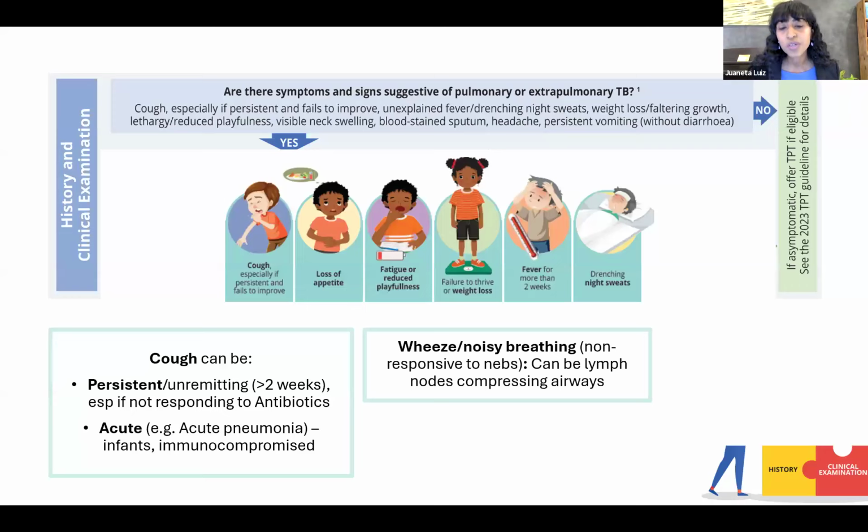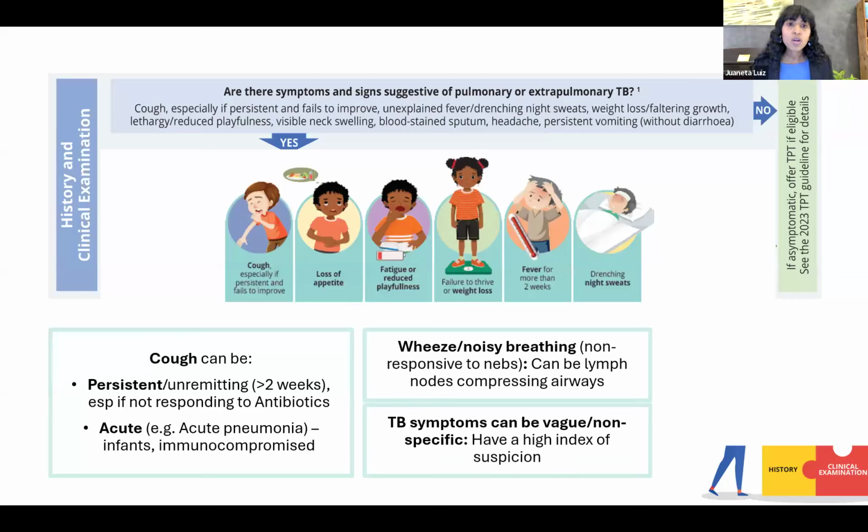Remember that a child with a wheeze or noisy breathing that doesn't respond to nebs can be due to lymph nodes compressing the airways. And I think all in all, I just want to really emphasize that TB symptoms can be vague and non-specific. So we really need to have a high index of suspicion, especially in our setting. And just to add that there are other presentations of TB, extrapulmonary presentations that I'll go through. Blood-stained sputum is important, but it's more common in older children or adolescents rather. And I'll go into TBM just now as well.